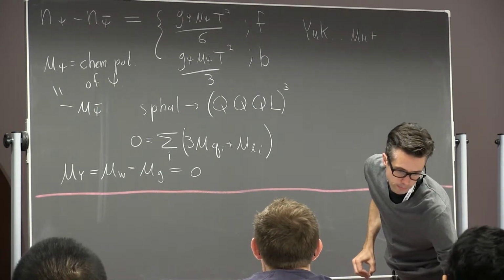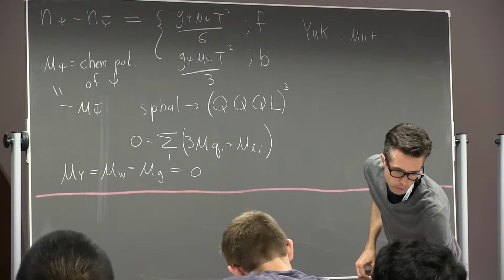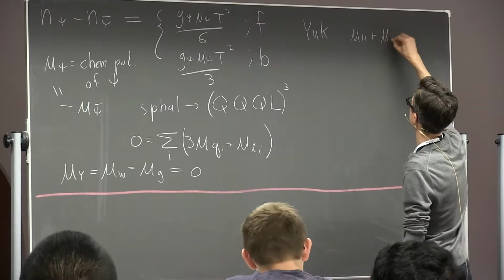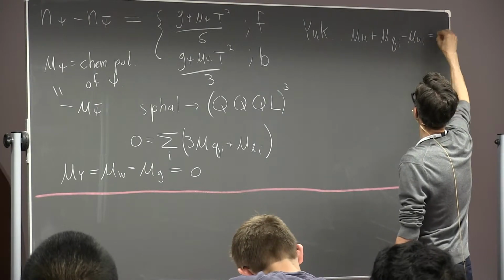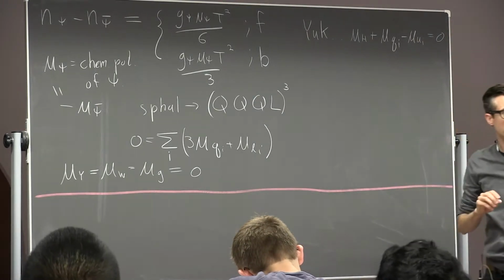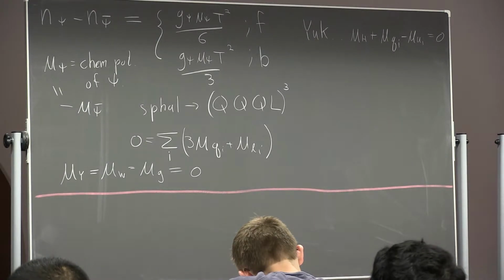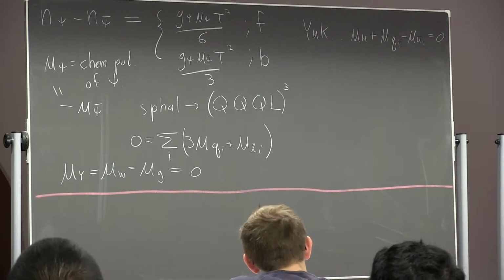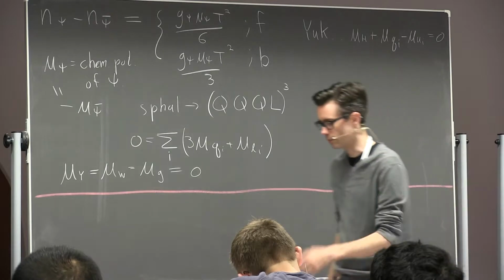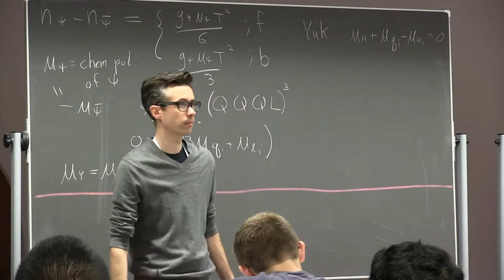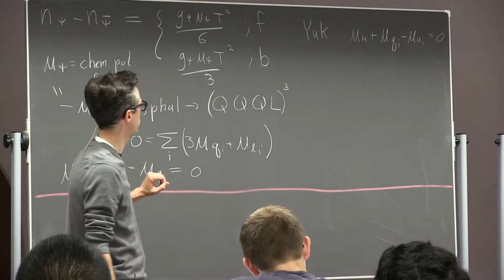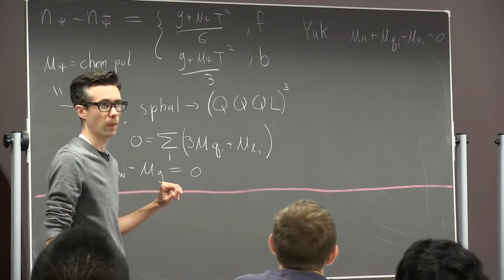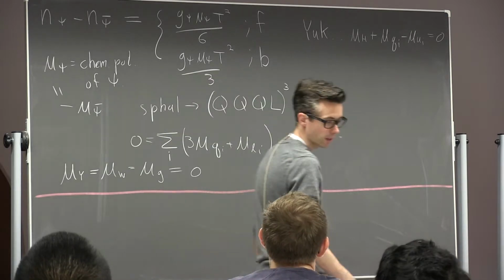plus the chemical potential for Qi is equal to 0. And I get this for every generation, plus in between generations, because of off-diagonal Yukawa mixing. So I take this, and I do this for all the standard model reactions I can think of, assuming they're in equilibrium.